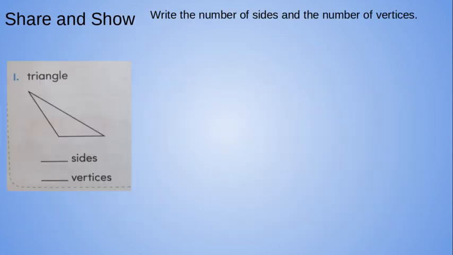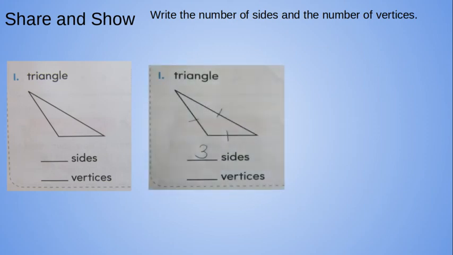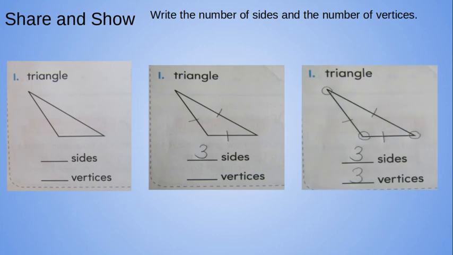Let's take a look at the share and show. Our directions say to write the number of sides and the number of vertices. So just like we practiced on the model and draw, we're going to identify the sides by putting a little dash mark, just like this. So on a triangle, there are 1, 2, 3 sides. Then I can go ahead and circle each of the vertices on my triangle as well. And I can show that I know there are 3 vertices on the triangle.